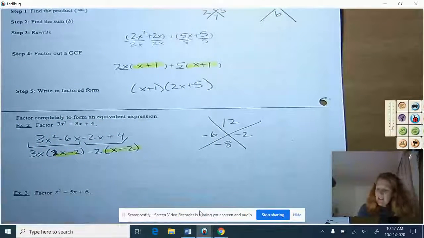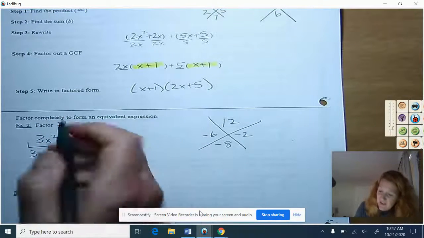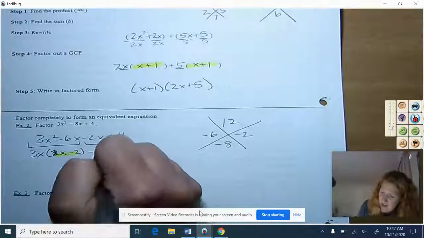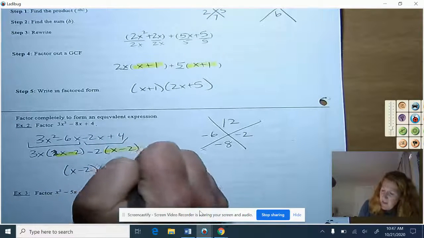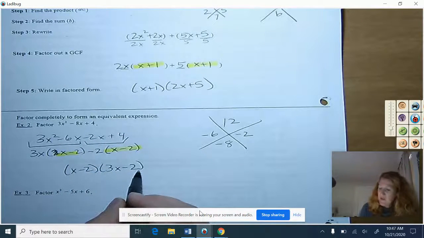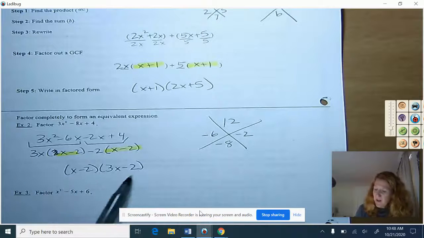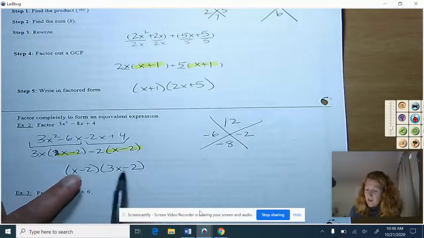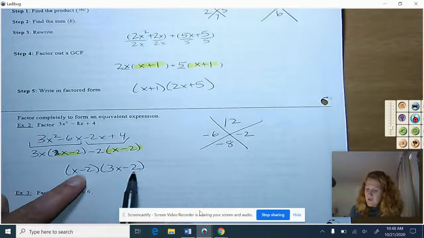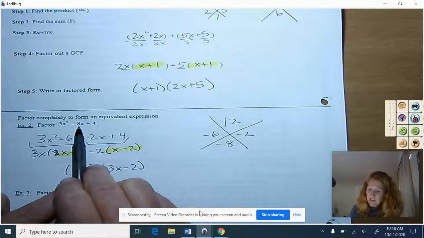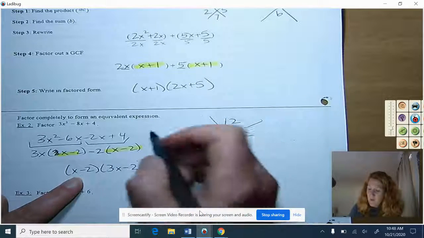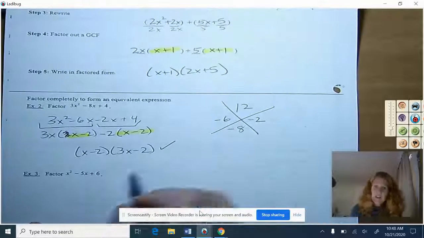I didn't say this for the last one, but after you get your final answer, it is a good idea to check. So I'm getting x minus 2 times 3x minus 2. If you check it, 3x squared minus 6x minus 2x is minus 8x, and then negative 2 times negative 2 is 4, so I'm good. This one's a pretty straightforward one.